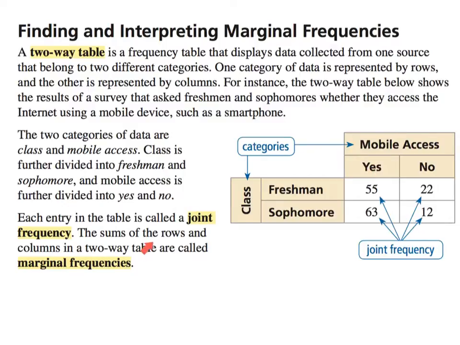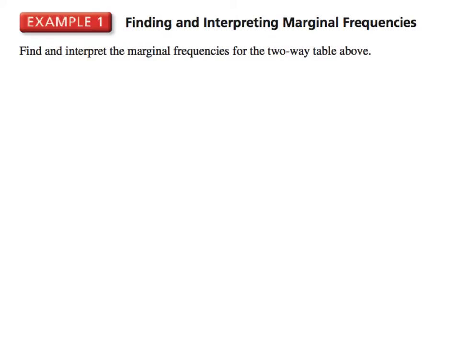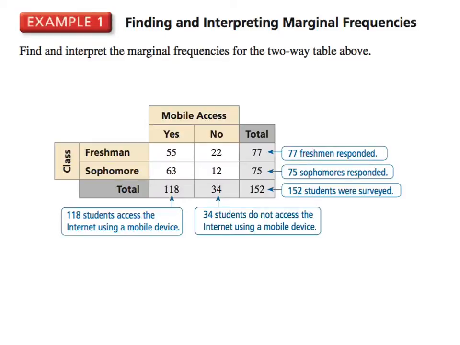The sum of the rows and columns in a two-way table are called marginal frequencies. So these are joint frequencies. If I added the yes column and put a total here, that'd be a marginal frequency. If I added the no column and put 34, that's a marginal frequency. Example 1 says, find and interpret the marginal frequencies for the two-way table above. So the two-way table above, I'm going to make this super easy. I'm just going to bring it down, and here it is.